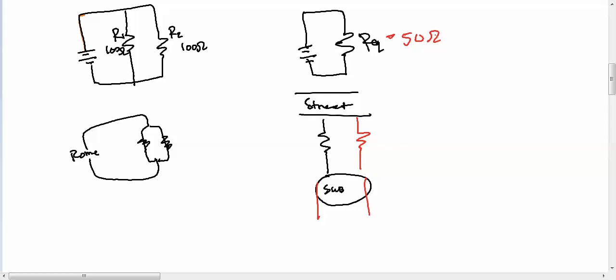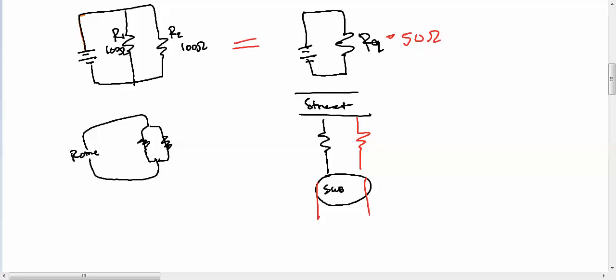But I can't tell you that's exactly how to do it, because what if the resistors are different? What if you have a 200 ohm resistor in one of them and a 100 ohm resistor in the other? There is less resistance when there's more pathways. These are equivalent. This battery would see the same thing.